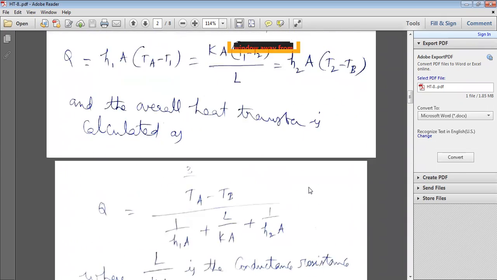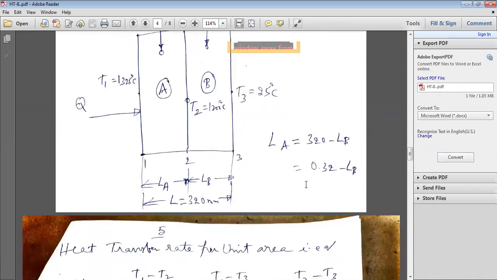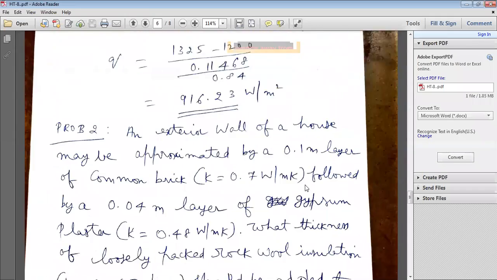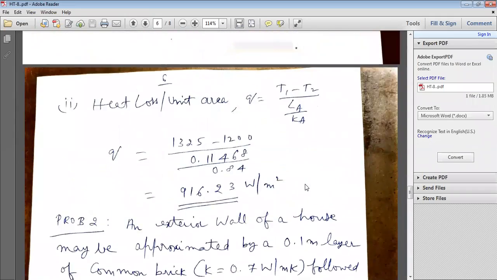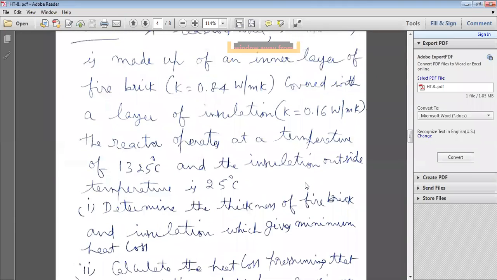So we'll solve two problems on this composite wall. Now, after that, we'll go for the overall heat transfer coefficient, problems on overall heat transfer coefficient.